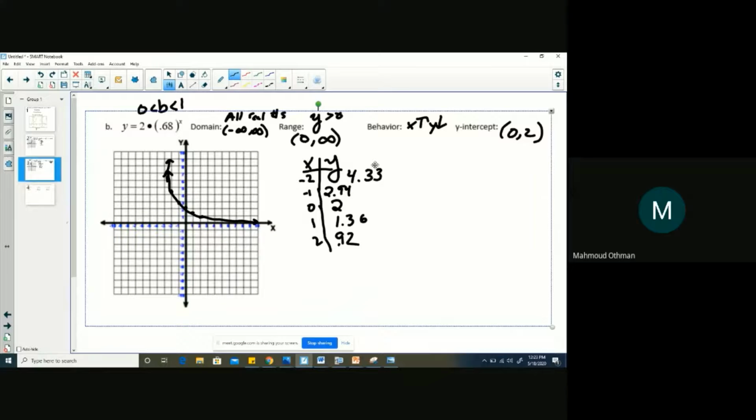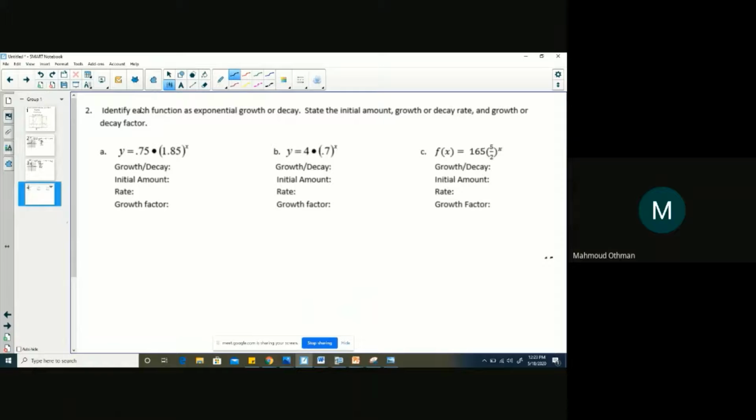All right, next set of problems to do. So that was example 2. Number 2, which will be examples 3, 4, and 5. Identify each function as exponential growth or decay. State the initial amount, growth or decay rate, and growth or decay factor.